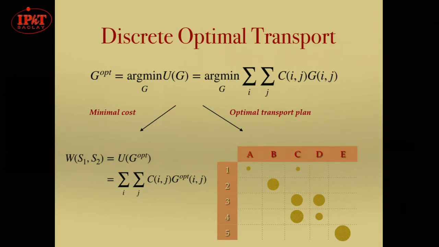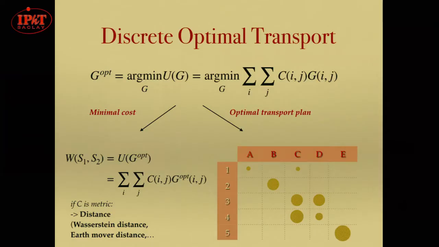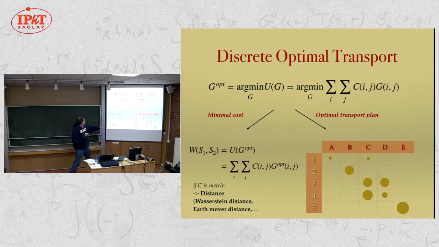Solving that problem provides two pieces of information. Information number one, it gives you the optimal transport plan. Information number two, it gives you the minimal cost for transporting that flour. And now this is where optimal transport is interesting. If you add the constraint that C is a metric, the transport cost that you find is a metric on the measured spaces S1 and S2. In the literature, it's been called the Wasserstein distance. It's been called the earth mover's distance. It depends on the community that works on it.